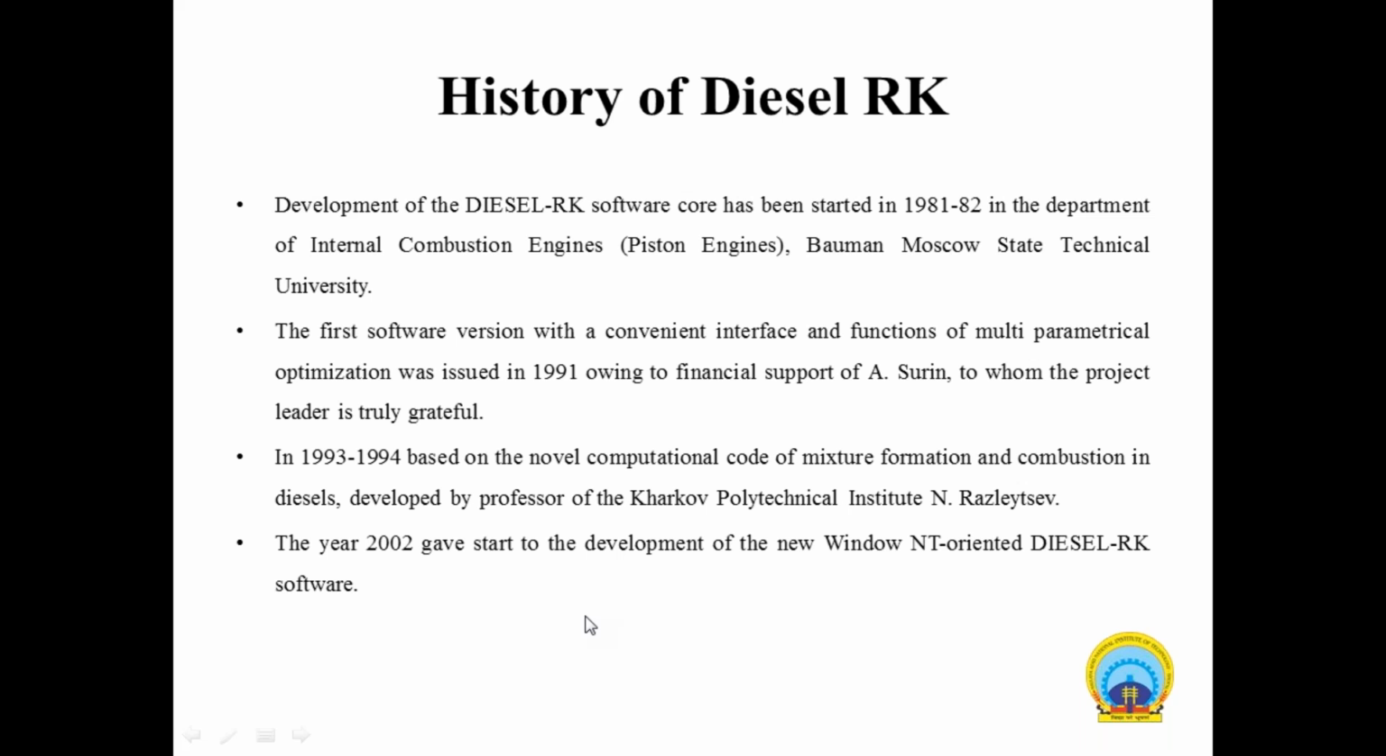So the software is intended primarily for IC engine developers and researchers. Hence, much attention is given to provide a product of convenient use for an engineer. So the input and output data are organized in a way to suit the industrial demand. The first software version with a convenient interface and a function of multi-parametric optimization was issued in 1991.